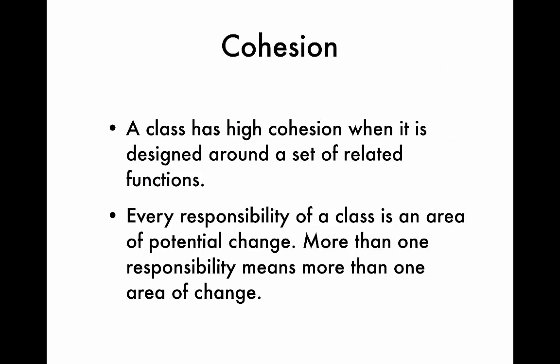A class has high cohesion when it's designed around a set of related functions. Every responsibility of a class is an area of potential change. More than one responsibility means more than one area of change. More than one area of change means that when we have to change something in one area, we run a greater risk of breaking something in another area.